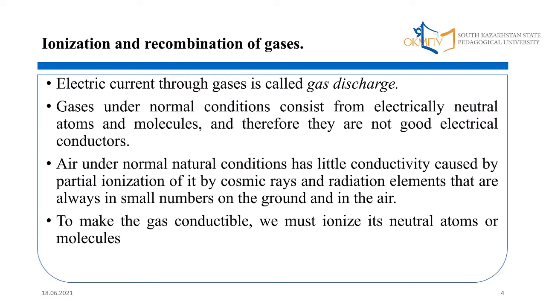What is electric current in gases? Electric current through gases is called the gas discharge. Gases under normal conditions consist of electrically neutral atoms and molecules, and therefore they are not good electrical conductors. Air under normal natural conditions has little conductivity caused by partial ionization of it by cosmic rays and radiation elements that are always in small numbers on the ground and in the air. To make the gas conductive, we must ionize its neutral atoms and molecules.